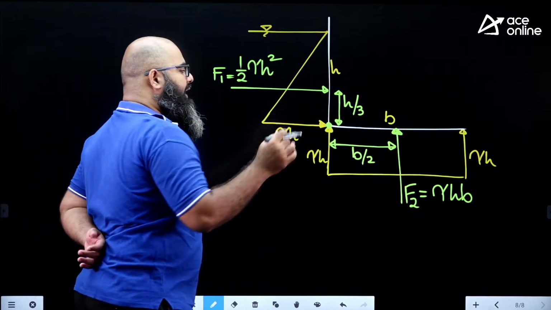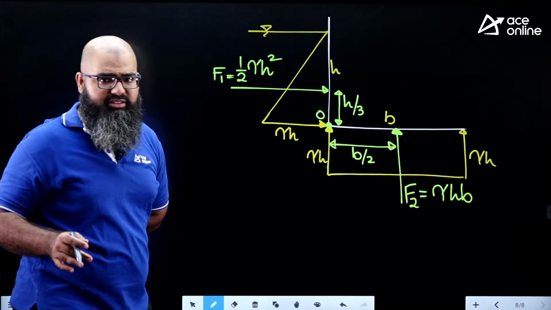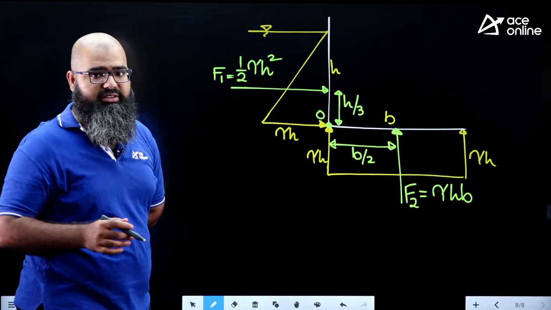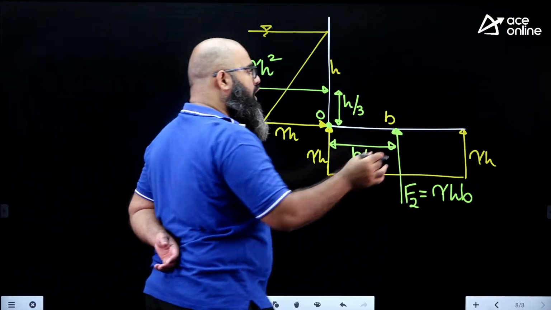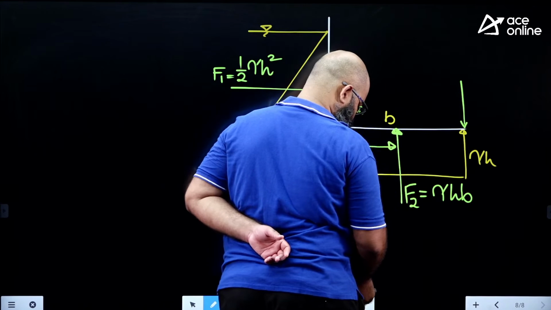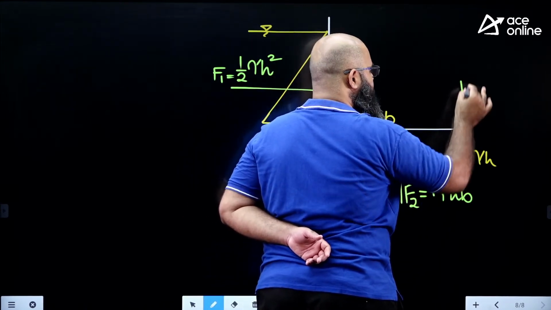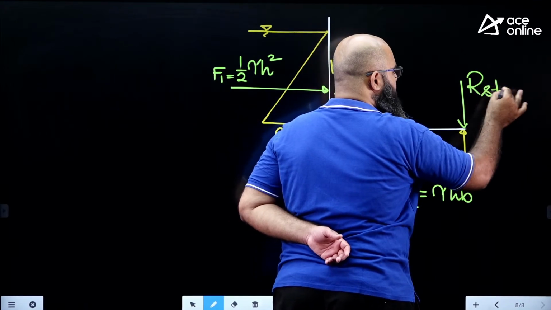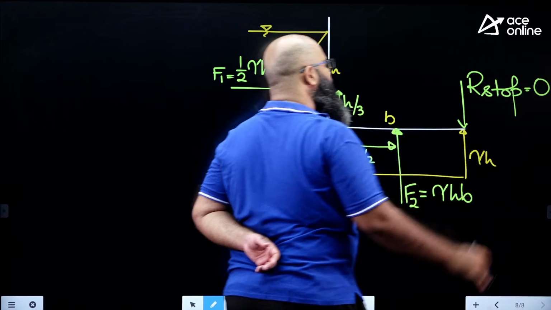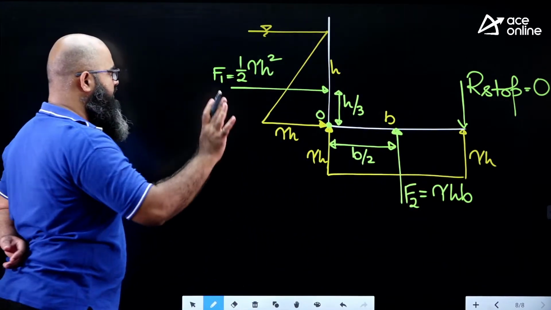At point O, let us say this point is some point O over here, you will be having some hinge reactions, but if I take moment about point O, I don't have to worry about hinge reactions. Apart from that, the stop provided over here is supposed to give you a reaction. There was a stop present over here. But when the gate is about to open up, the reaction from the stop will become equal to 0. This is what we are having.